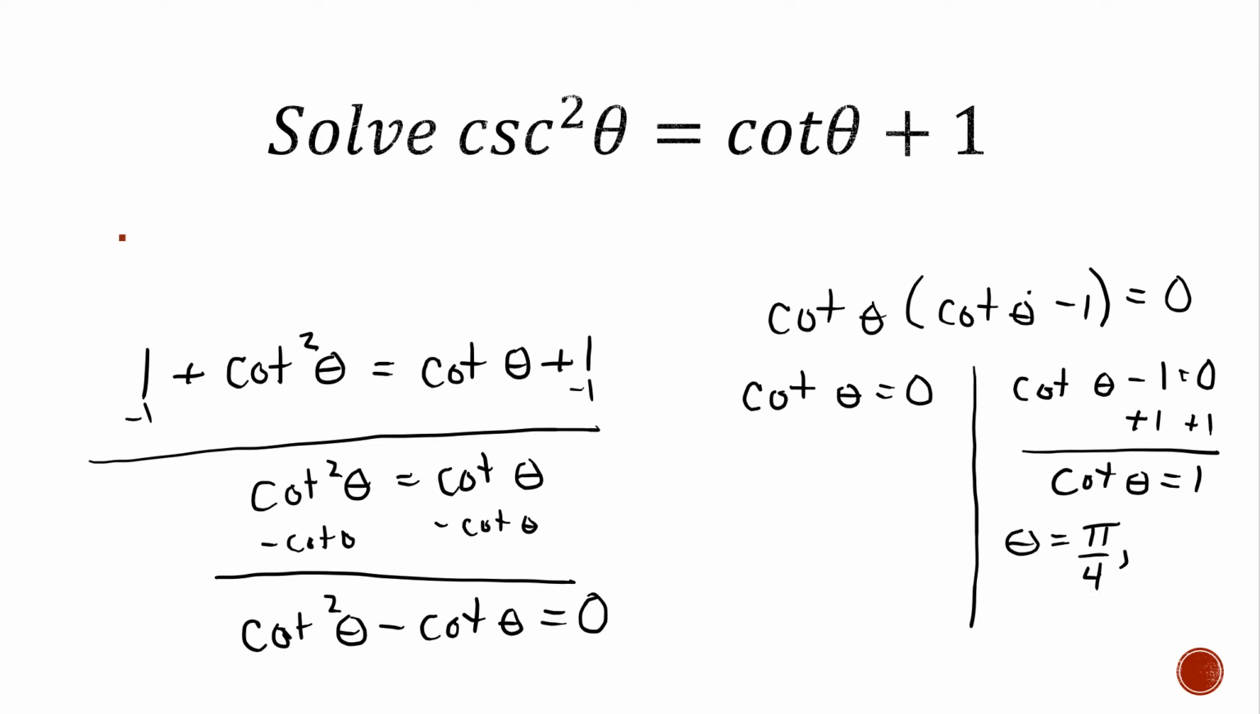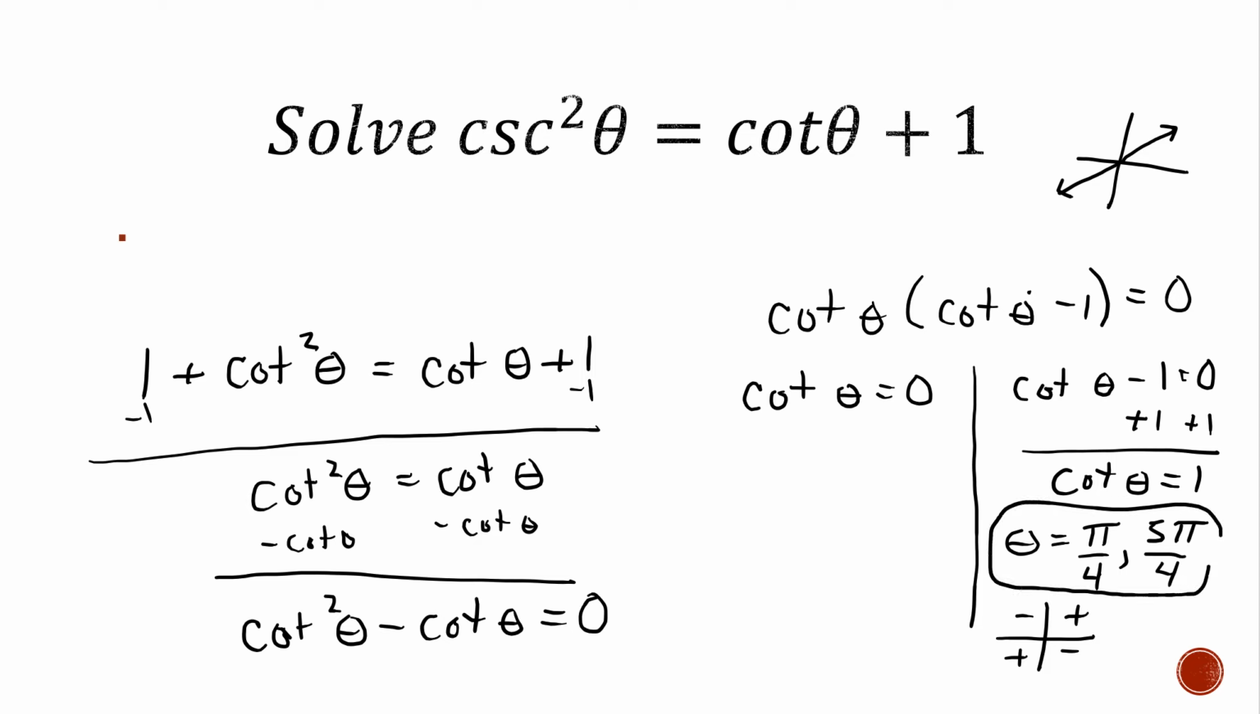And I also know, let me check my sine chart real quick. So I have the first quadrant answer. I also know that there should be a third quadrant answer. So if you count around, there's pi over 4. If we move it into the third quadrant, that is going to be 5 pi over 4. So that will be a second solution coming off of cotangent equaling 1.